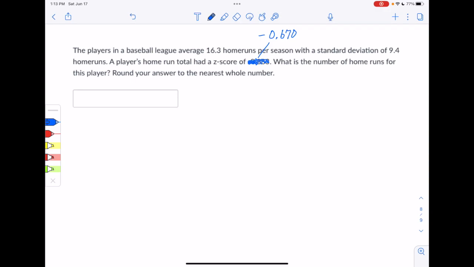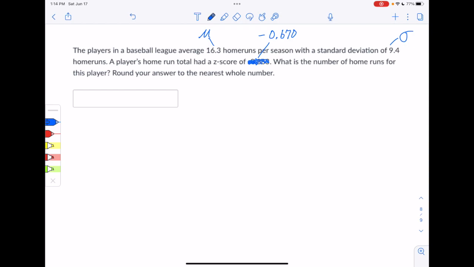They don't say it precisely here, but it says the players in a baseball league. The assumption there should be that it's all the players in the baseball league. So I'm going to say this is the population mean mu, and this is the population standard deviation sigma. Turns out the math is the same if it was sample information, and that's an X bar and an S, so that's not crucial, but we want to have some labels as we work through the problem. So what is the number of home runs for this player?